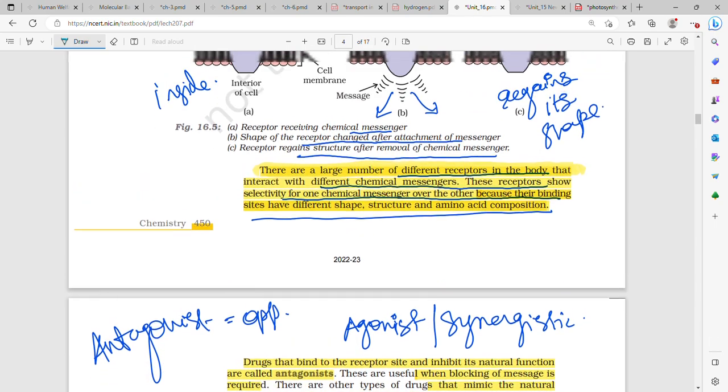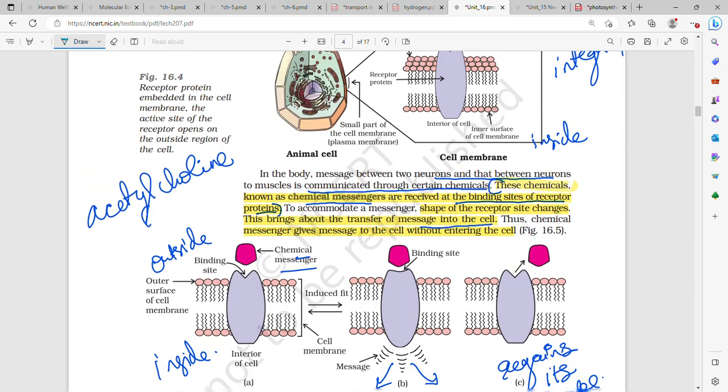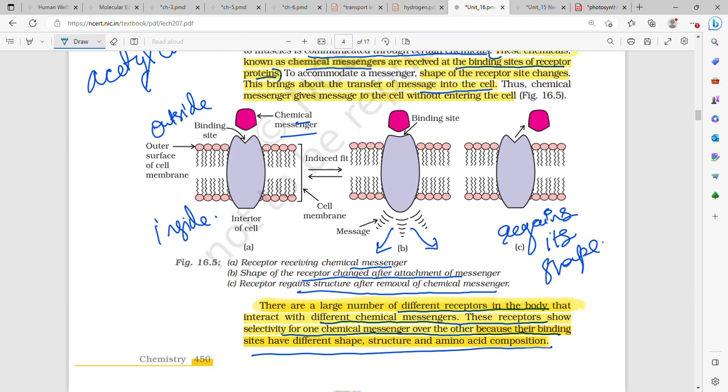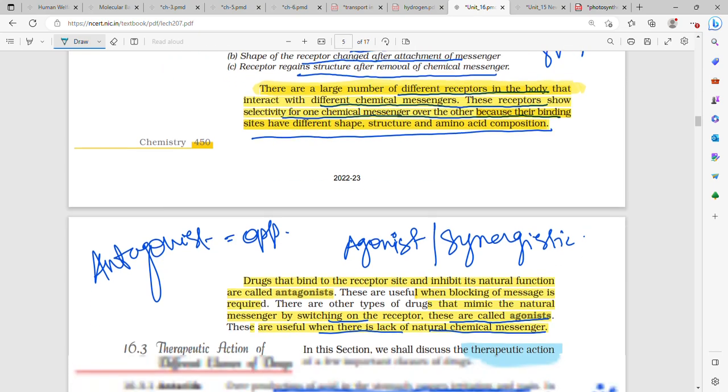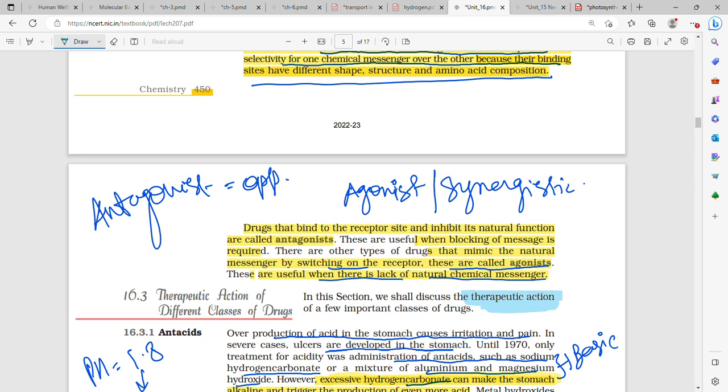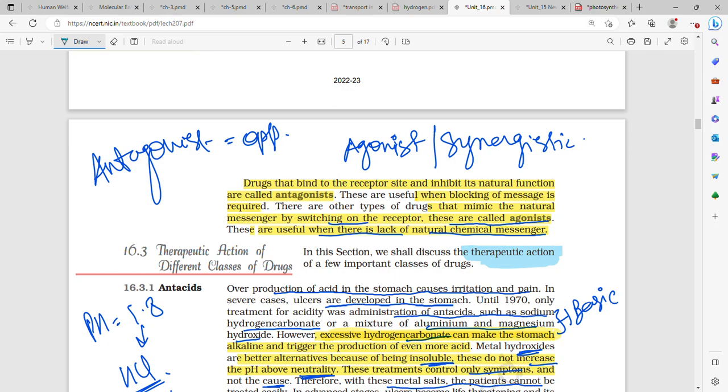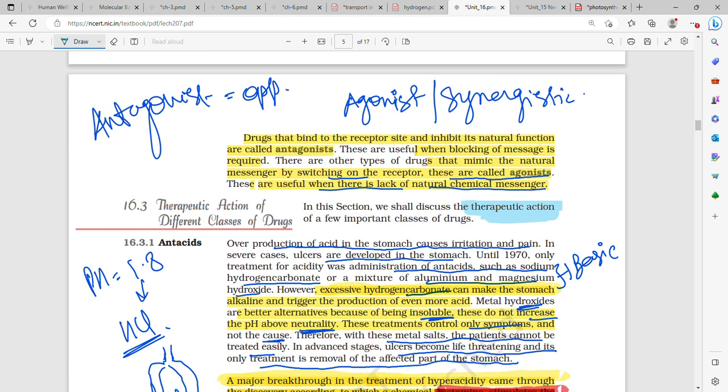And in this case, there are a large number of different receptors in the body, and they interact with different chemical messengers. They show selectivity for one chemical messenger over the other. Why? Because their binding sites have different shape, structure, and amino acid composition. Now, agonist or synergistic effect, and antagonistic or opposite.